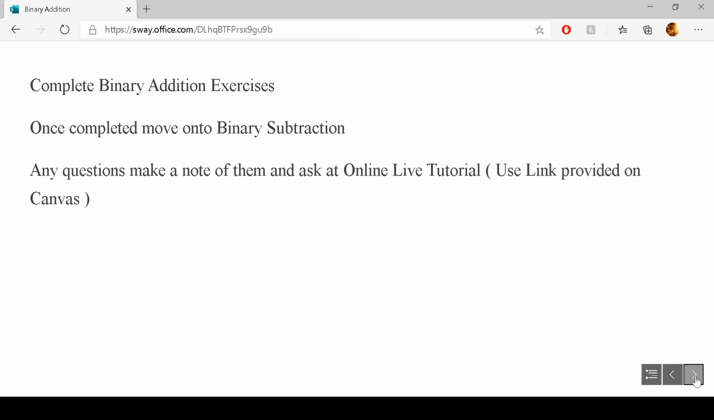What you need to do now is revise this presentation if you're unsure of any of the aspects of binary addition. Complete the binary addition exercises. Make a note of anything that you are unsure of so that you can ask at a later point in the online tutorial. If you're completely fine with the binary addition, or if you finish the exercises as much as you can and have questions, move on and have a look at binary subtraction.